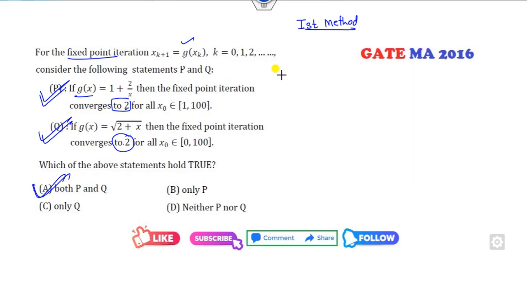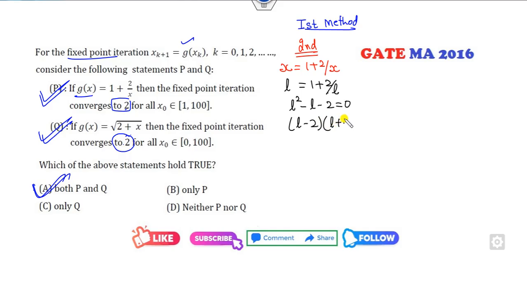There is one more method. What is the second method? You can find the limits. Fine. If I say x is 1 plus 2 over x, I can take the limit as L, which is 1 plus 2 over L. So L square minus L minus 2 is equal to 0. L minus 2, L plus 1 is equal to 0. L is equal to 2 and L is equal to minus 1. So it means it converges to either 2 or minus 1. Now look at the x naught. What is my x naught? A positive number. Once x naught is positive, it converges to the positive limit. So the positive limit is 2. Yes, it's a correct answer.